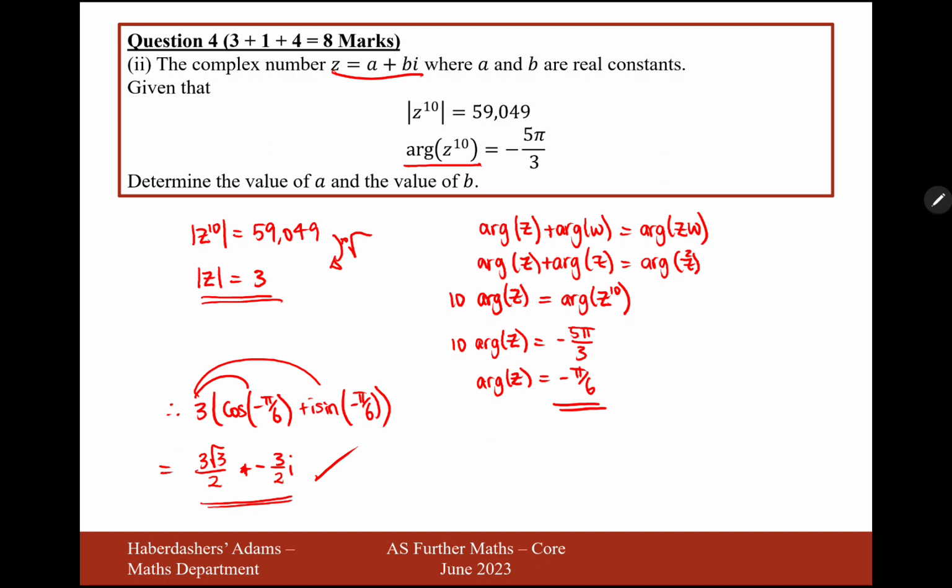And there we are, that's the answer for question 4, worth a total of 8 marks. Let's now move on to question 5.